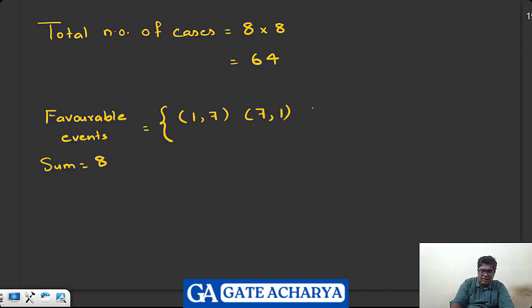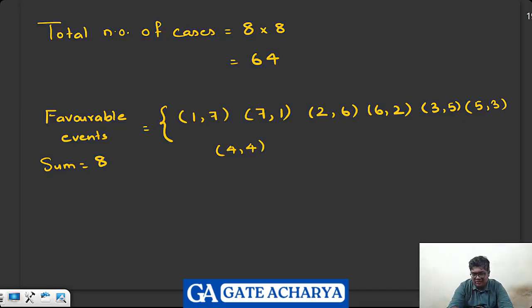Next, let's say 2 comes in the first dice and 6 comes in the second dice. So 2 plus 6 is 8. So we'll take the opposite, 6, 2. Next, if 3 comes, 3 and 5. 5 and 3. Then 4 and 4. 4 and 4 opposite, same thing. So there is only one outcome. Anything else missing? No, that's it. This much is the outcomes. So what is the favorable number of events? 1, 2, 3, 4, 5, 6, 7. So probability will be favorable number of events 7 divided by total number of events 64. That's it. Answer is done.